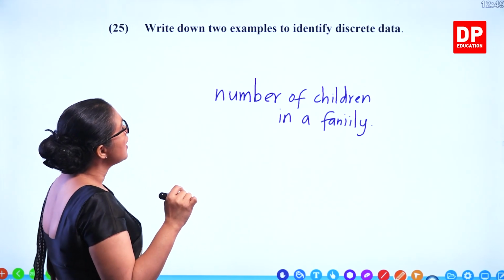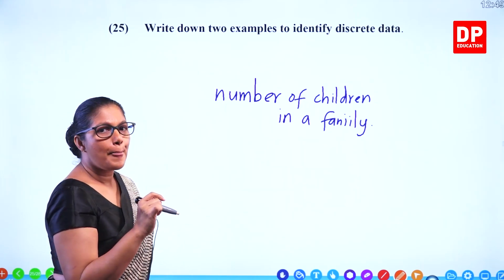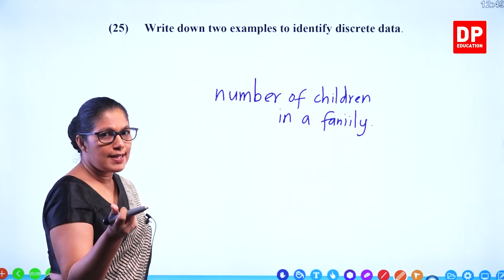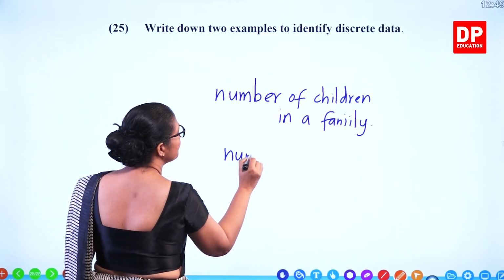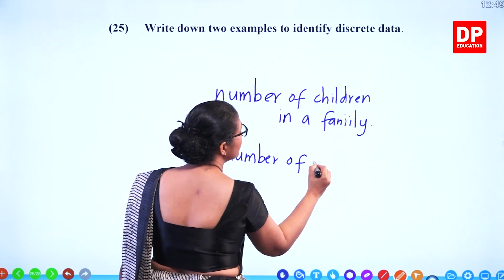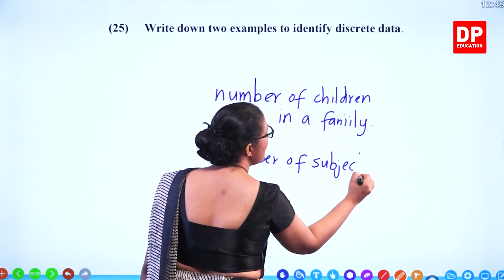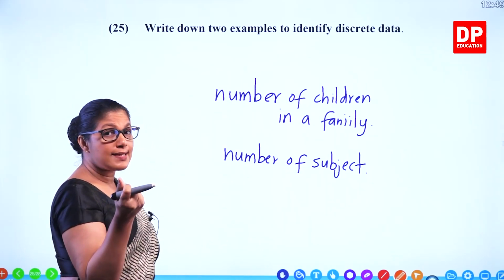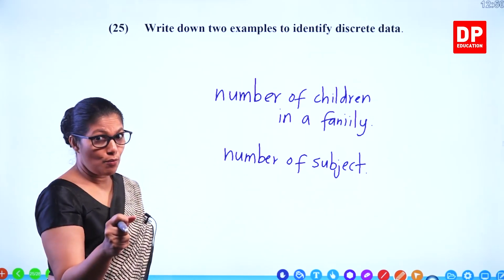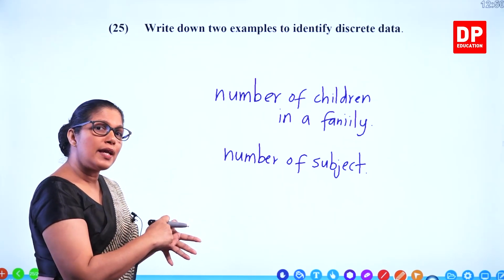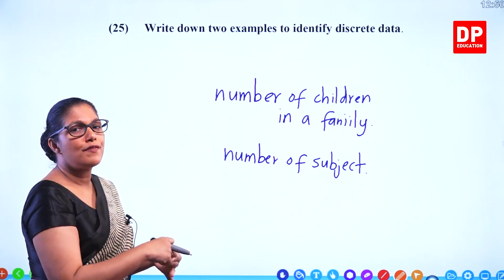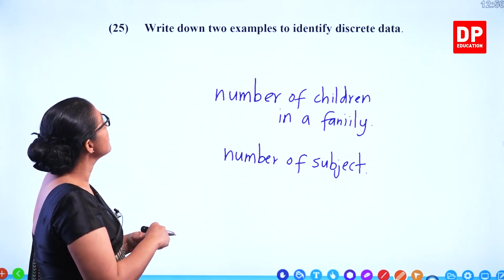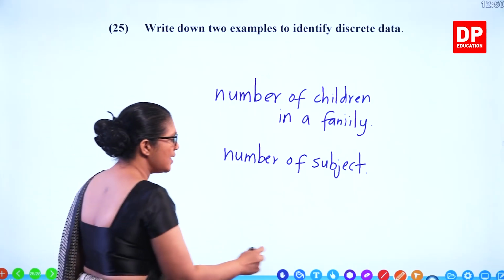What else? What are the other discrete data you can take? Certain numbers, number of subjects that you have to do for the O-level exam. So make sure that you get certain numbers. And shirt collar sizes also you can take as discrete. Why? We don't get all possibilities. So we get size 16, 16 and a half, 15, 15 and a half, 14, just certain numbers. So that's also discrete. So you can write any two examples, you get 2 marks.